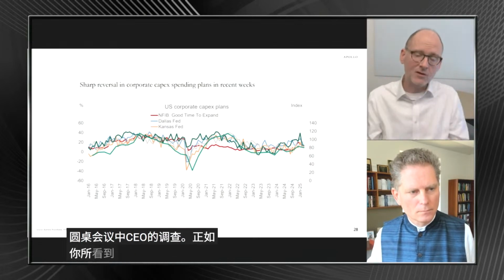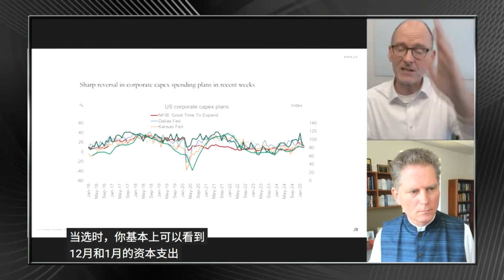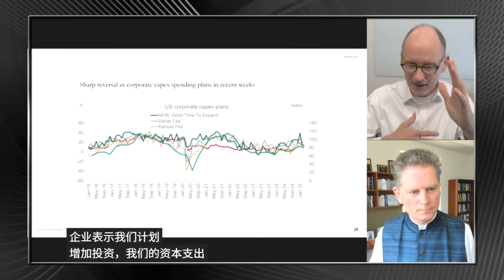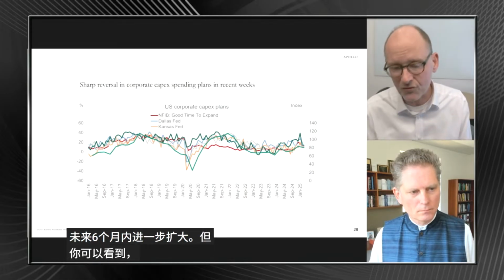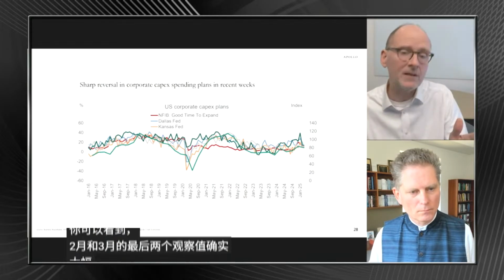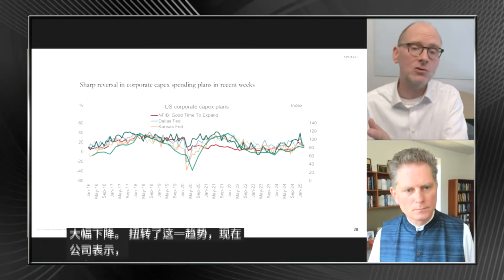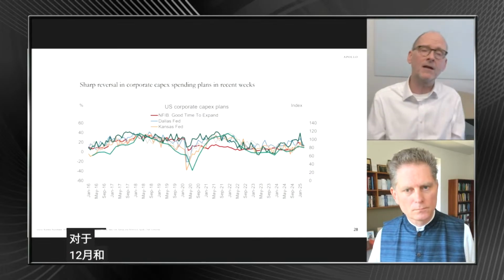And all these lines, as you can see, when Trump got elected, you basically saw in December and January capex planning went up. Companies were saying, we are planning to invest more. Our capex planning is to expand more over the next 6 months. But you can see the last 2 observations for February and for March have really sharply reversed that trend. And now companies are saying, well, we are beginning to at least have some caution, at least relative to where they were in December and in January.